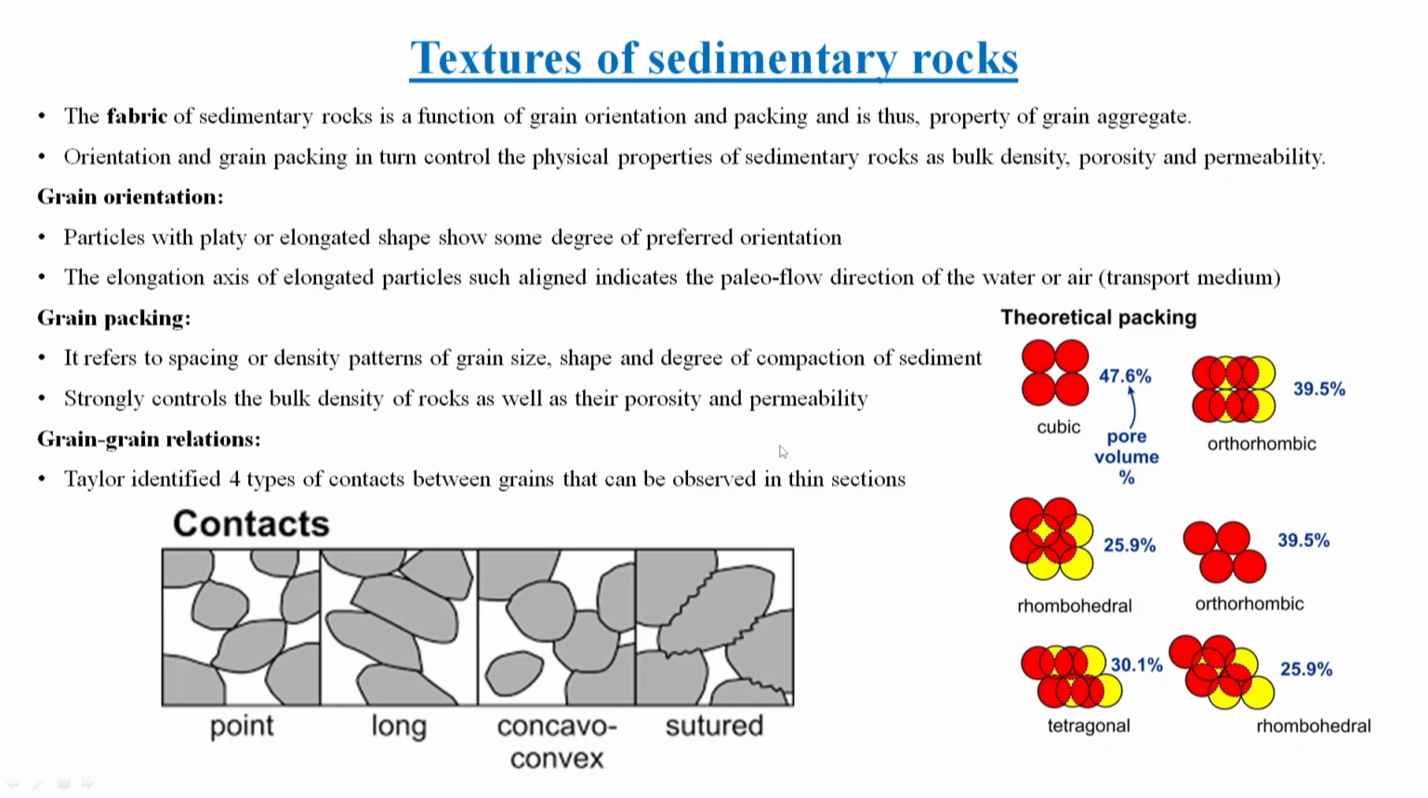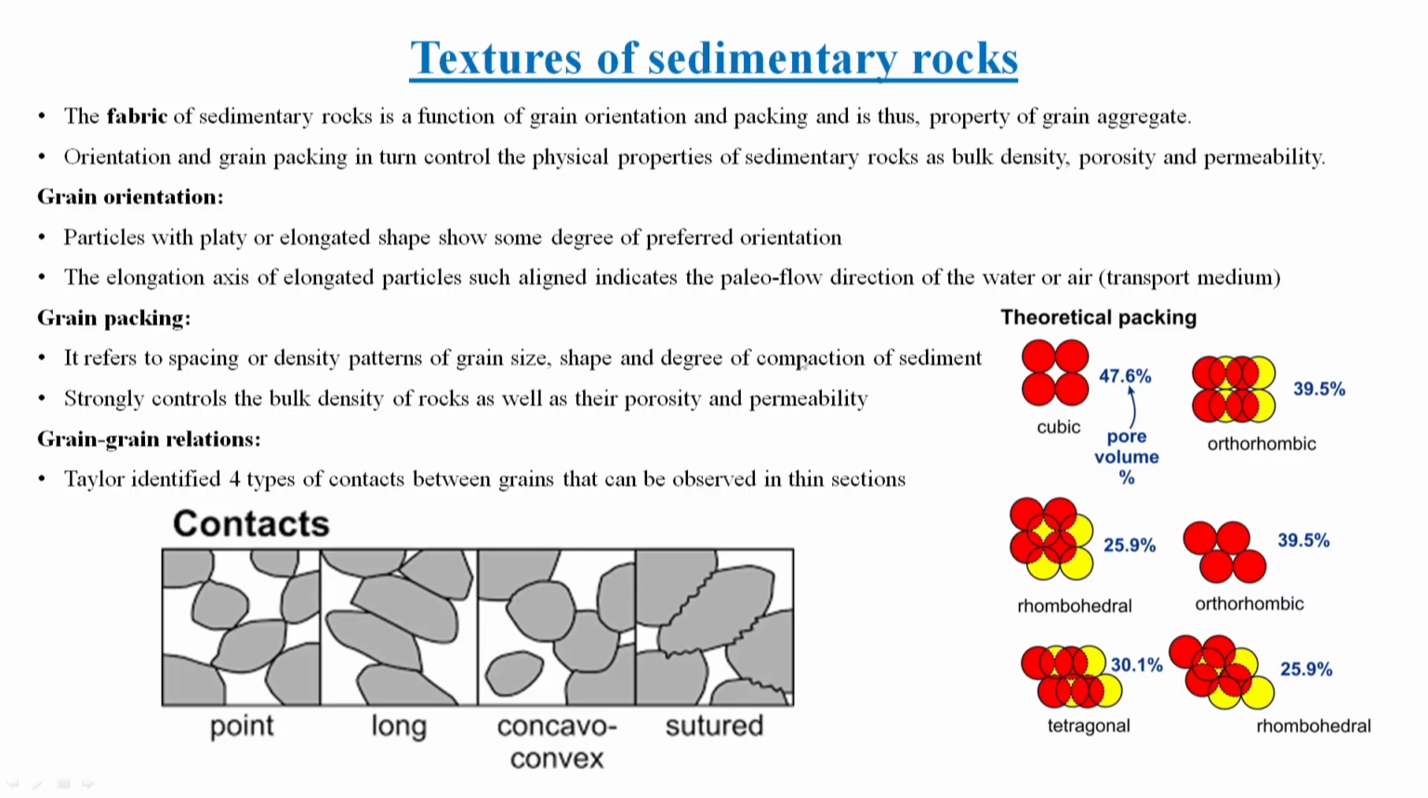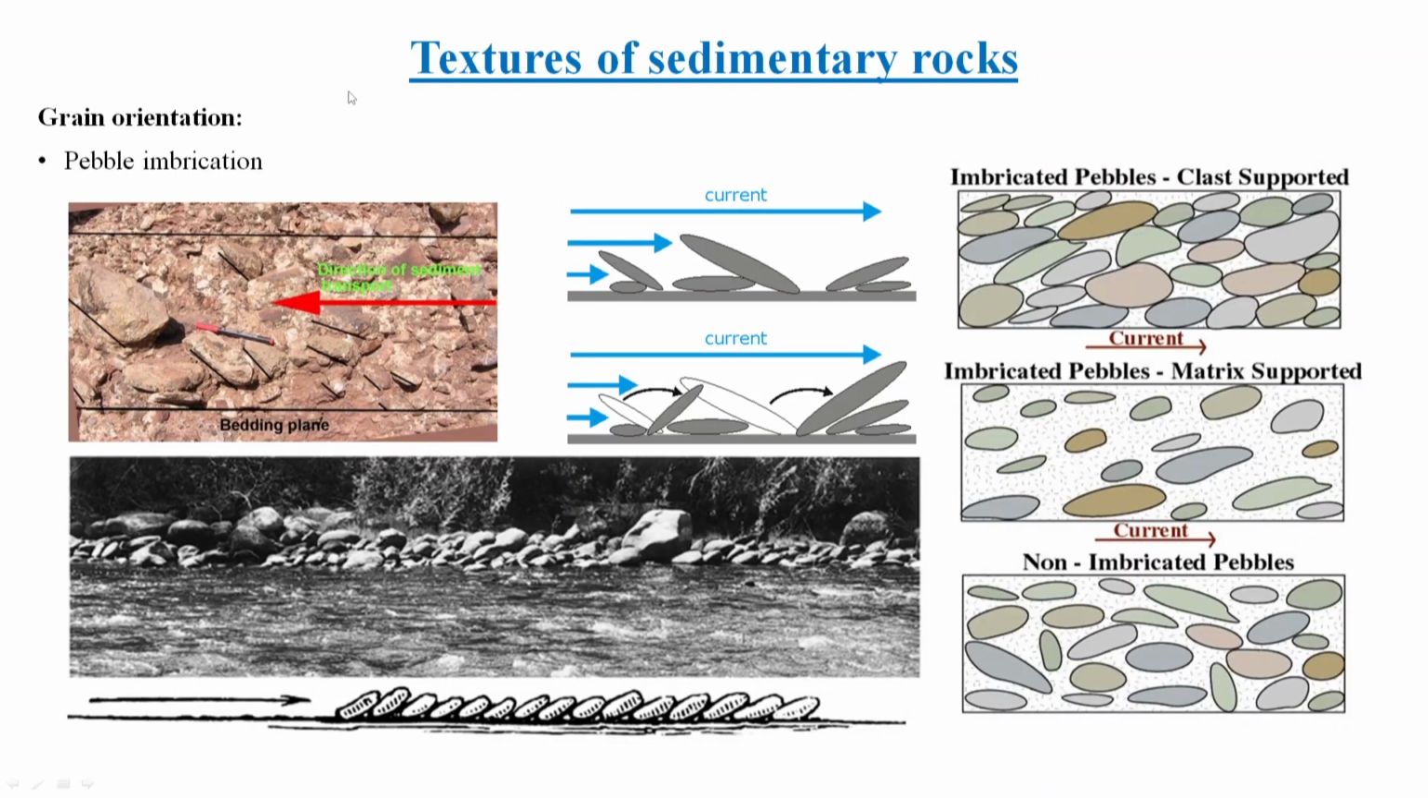The point contact, when your grains are just touching another grain at a point. Long contact, when they are kind of surfaced on one another. Then you can have concave or convex kind of contact. Also, you can have sutured contacts where your grains are kind of attached in a dented manner with respect to one another.